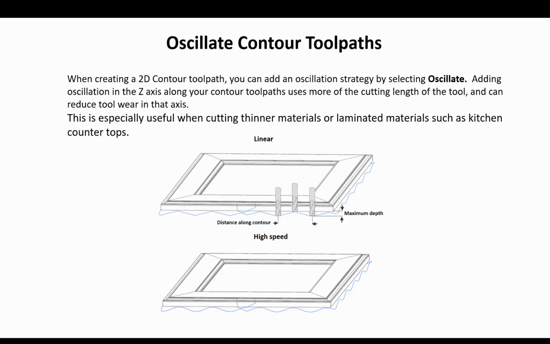The distance along contour determines how far the tool moves in X or Y before changing directions in the Z axis. If you edit the operation and modify the tool, Mastercam automatically verifies that the flute length of the tool is sufficient. A message warns you if the flute length is less than the overall oscillation distance. This concludes the video on the different types of contour toolpaths.